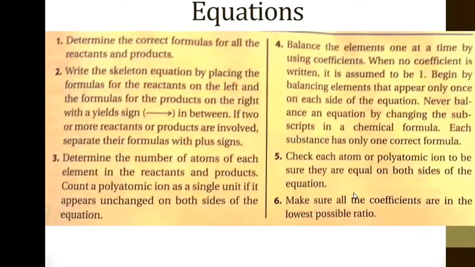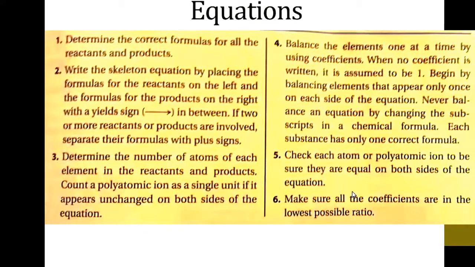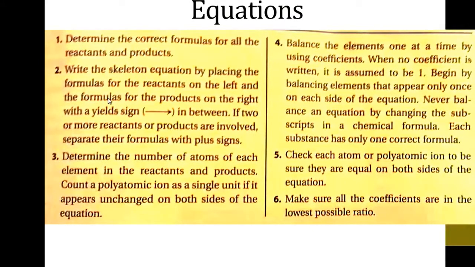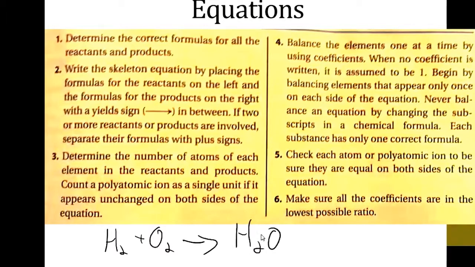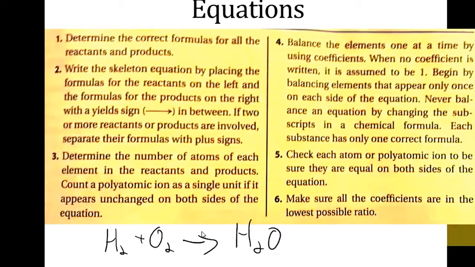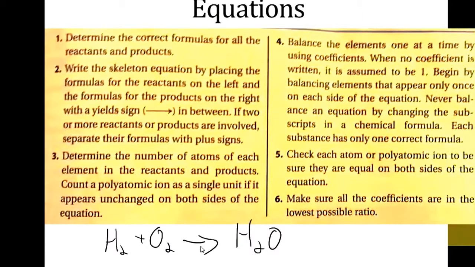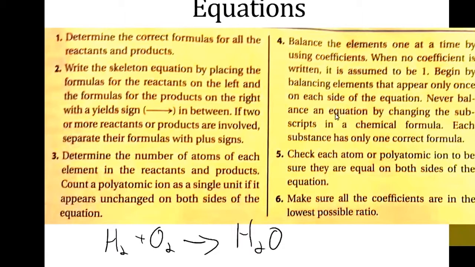Okay, so there are some rules. Not necessarily something you have to memorize, but you have to get used to doing them in order, step by step. So the first thing, like I did with the water, I determined the correct formula for the reactants and the products when I said, all right, so it's hydrogen plus oxygen yields H2O. And I wrote the skeleton equation out. Now I determined the number of atoms: 2 hydrogens, 2 hydrogens, 2 oxygens, only 1 oxygen. Then I balance the elements one at a time using coefficients.